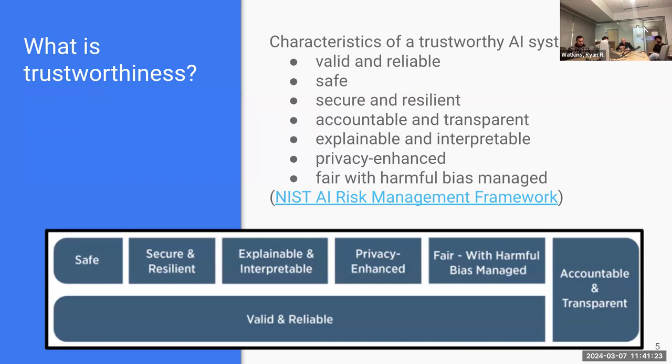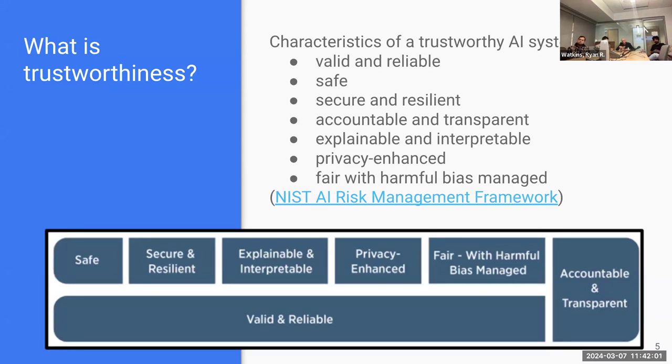They wrote this report about this risk management framework. And in that framework, they describe the characteristics of a trustworthy system. So this is kind of what you might think of as these little different pieces that might all lead to trustworthiness. So they want it to be valid and reliable, safe, secure and resilient, accountable and transparent, et cetera, et cetera. And in the framework, they have this figure that they use to kind of show how these pieces relate to each other, at least how they define them.